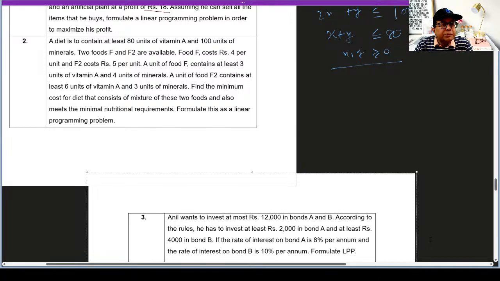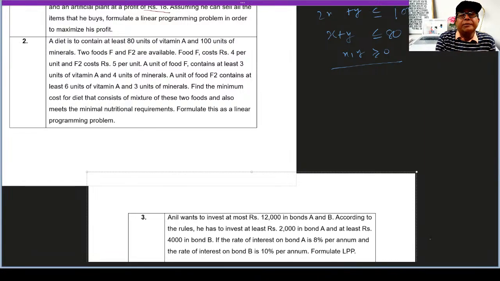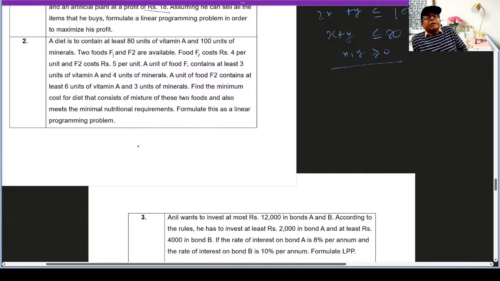Number 2. A diet is to contain at least 80 units of vitamin A and 100 units of minerals. Two foods, F1 and F2, are available. Food F1 costs rupees 4, F2 rupees 5. F1 contains 3 units of vitamin A and 4 units of mineral, and F2 contains 6 units of A and 3 units of mineral. Find the minimum cost diet that consists of a mixture of these two foods and also meets the minimal nutritional requirement. Formulate this as an LPP. In the applied math syllabus, formulation only marks are also given. Maybe a 3 mark question is given, just formulate.